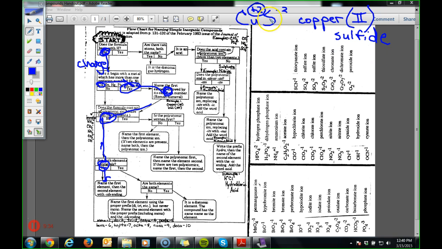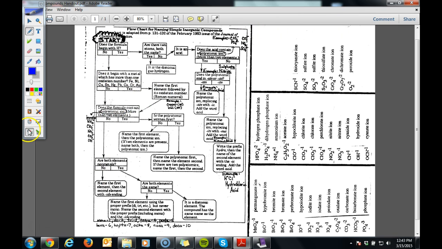Now, if this copper was with, say, something like chlorine, then the chlorine would have a negative 1 charge, the copper would have a positive 1 charge. We would call it copper 1, let's say fluoride or chloride. This seems to be one of the hardest things for students, so we will work several of those problems. Now, let's look at something like this. Let's look at ICl5.